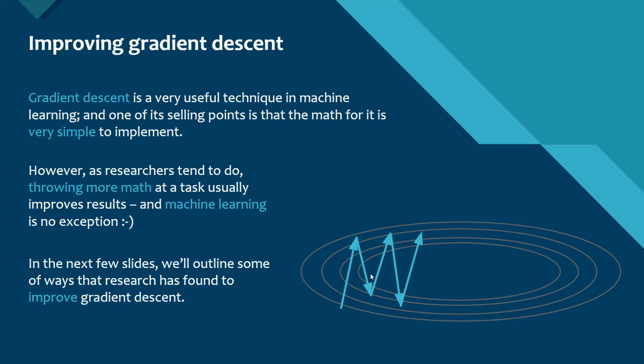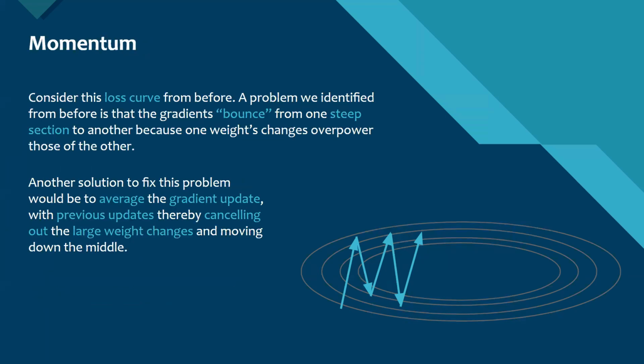So we can use a lot of mathematical techniques. I don't know if you remember from your statistics classes, but first moment and second moment of random variables and stuff like that. We can throw those techniques at machine learning and gradient descent and try to improve gradient descent. So let's talk about one of the most intuitive ones, which is something called momentum.